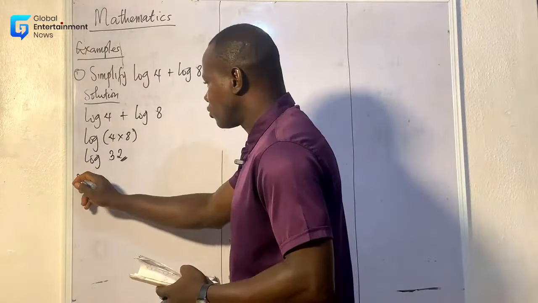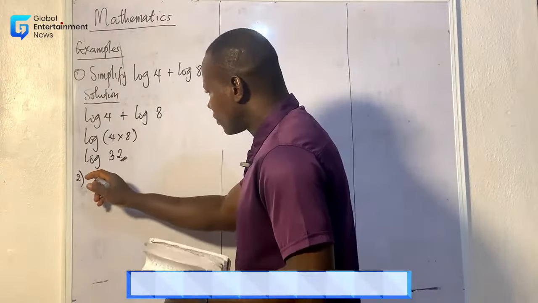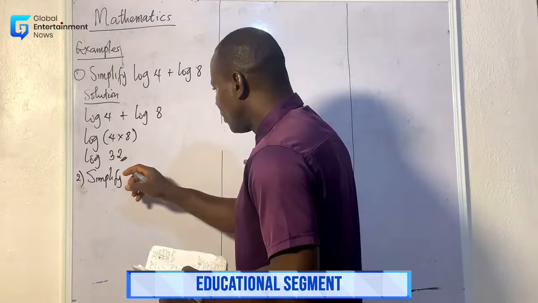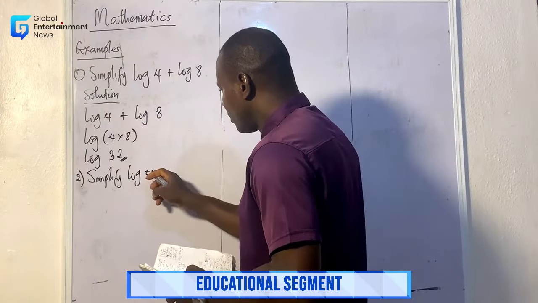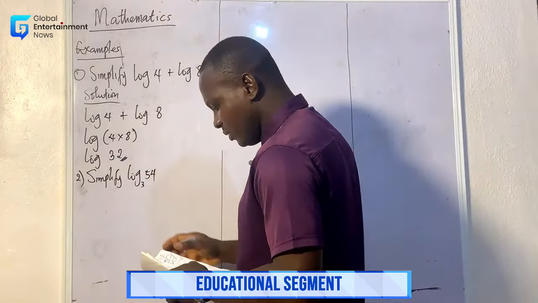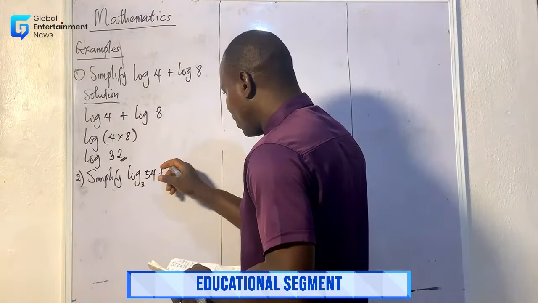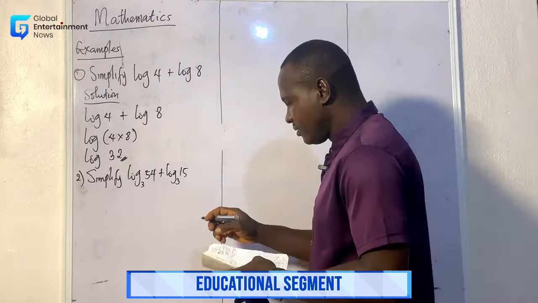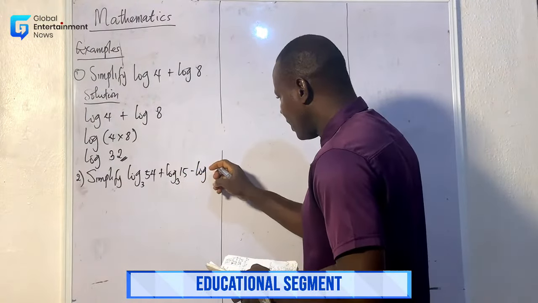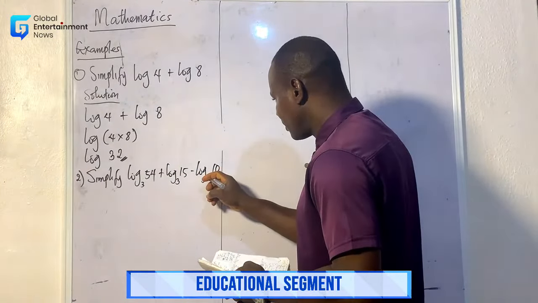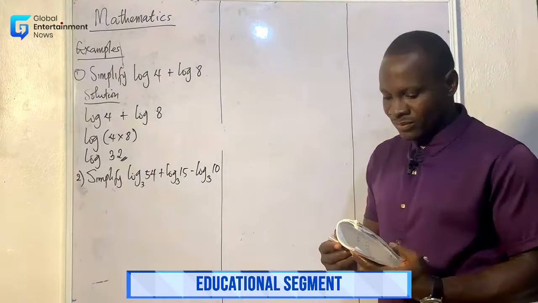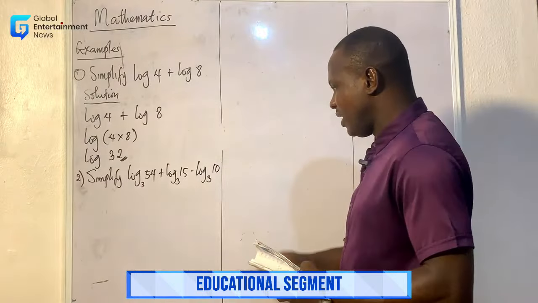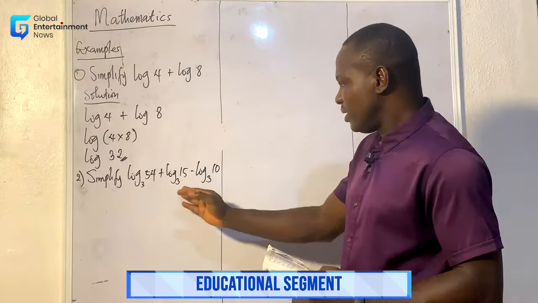Now, question number 2. The question says simplify log 54 base 3 plus log 15 base 3 minus log 10 base 3. Looking at this particular question, you will see that the 3 logs are in the same base. Base 3, base 3, and base 3.